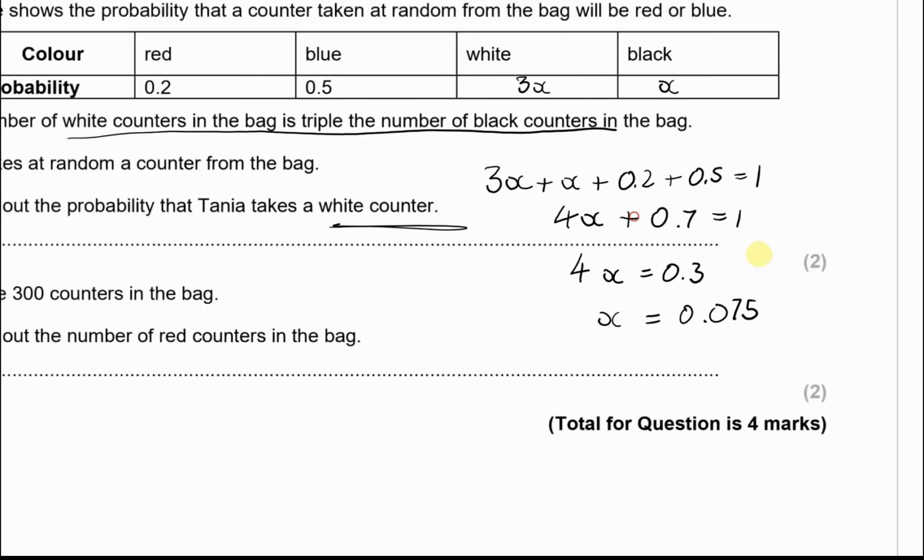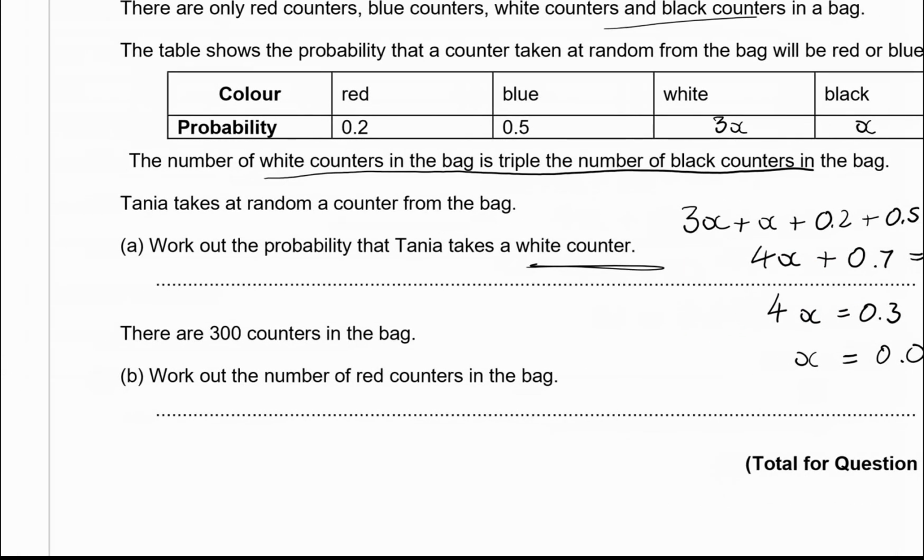We want the odds of getting a white counter. The odds of getting a white counter is 3 lots of x. So we do 3 times 0.075, and if my maths is right, that will give you 0.225. Last question, there are 300 counters in the bag. Work out the number of red counters in the bag. The probability of getting a red is 0.2. So just do 300 times 0.2, which gives you 60.